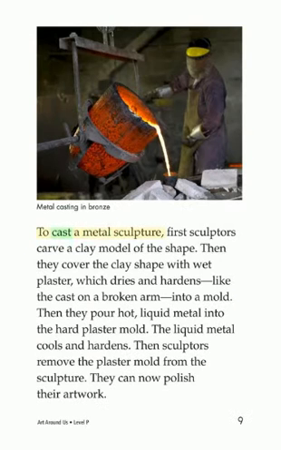To cast a metal sculpture, first, sculptors carve a clay model of the shape. Then they cover the clay shape with wet plaster, which dries and hardens, like the cast on a broken arm, into a mold. Then they pour hot liquid metal into the hard plaster mold.